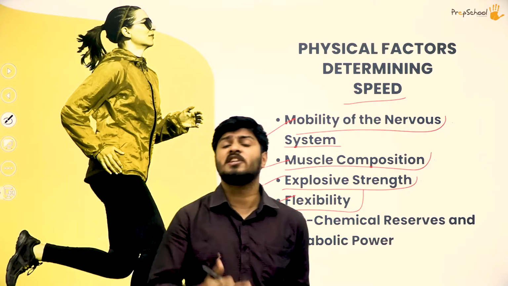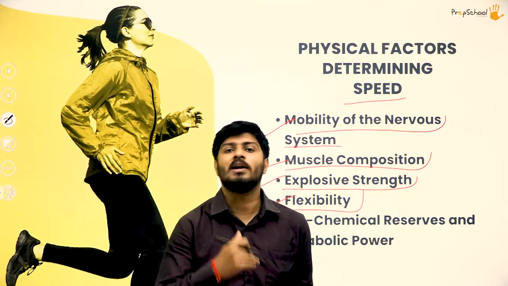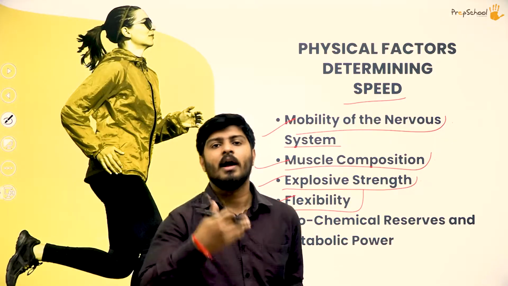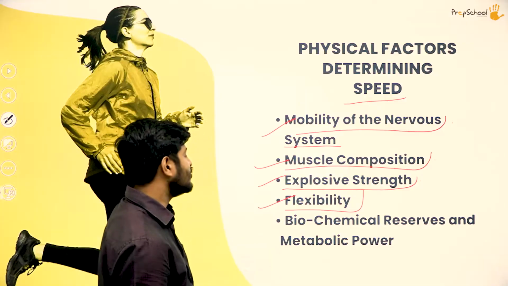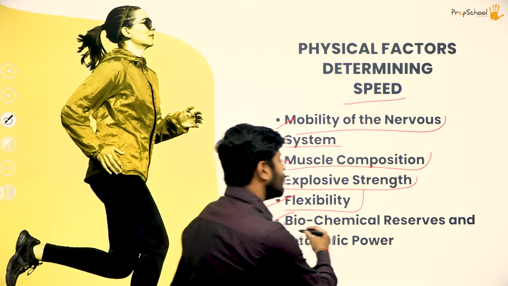So automatically when the flexibility of your body is high, what will happen? You will take a longer step, you will run faster, and automatically the speed will be increased as a result of that. Next, you have biochemical reserves and metabolic power.